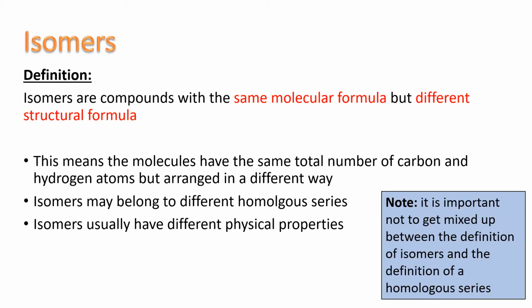Now, I've popped this little note here. At the start of the hydrocarbons topic, we learned the definition of a homologous series. It is really, really important that you're able to define isomers and define homologous series and not get them mixed up. Commonly, people get them mixed up because the wording starts to sound a wee bit similar, so just make sure you're definitely happy with the difference between isomers and homologous series.